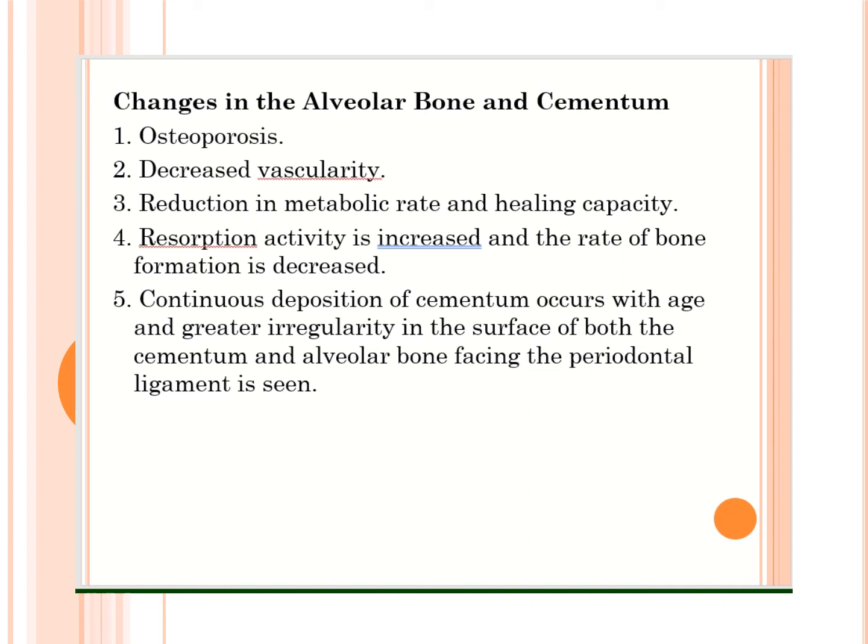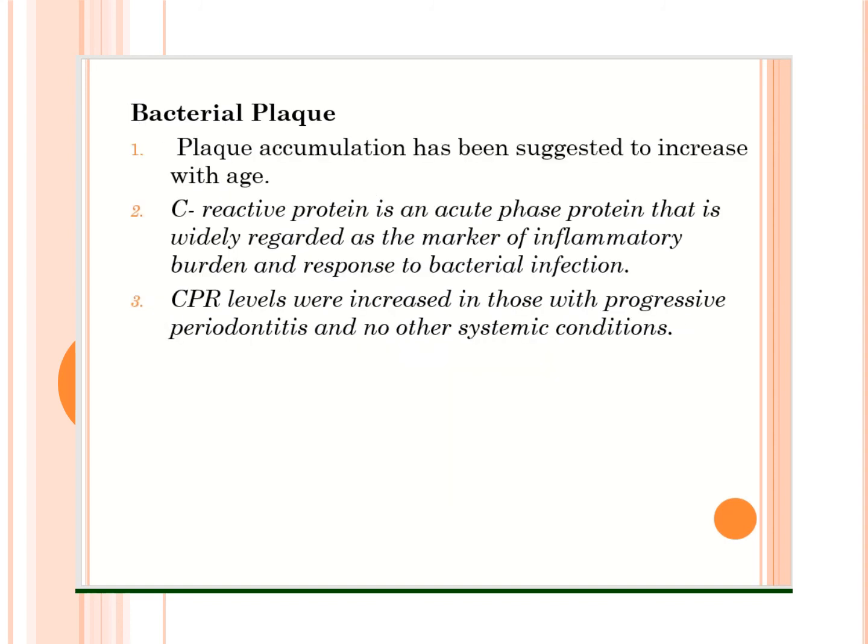Then we have accumulation of cemental bays and increased cemental width. Increased cemental width obviously correlates with hypercementosis and ankylosis. We have the changes in your alveolar bone. There's osteoporosis, which is an age-related phenomenon in which your bone becomes less dense, slow healing, and has an irregular surface. These are all understandable.